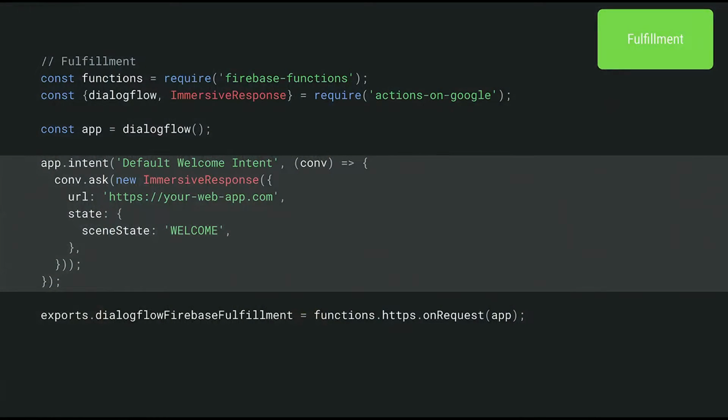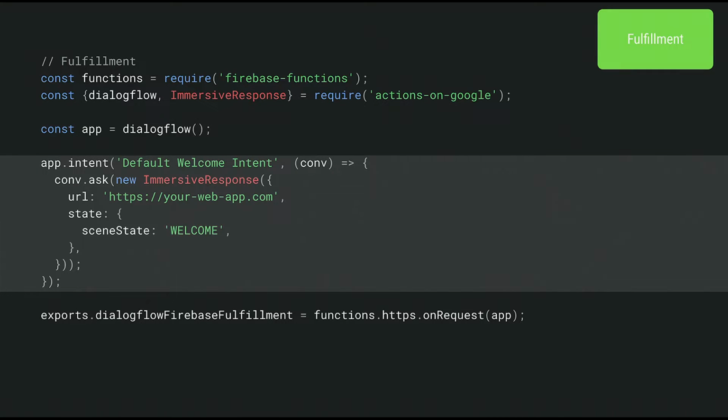Let's look at the fulfillment logic. So this is our Cloud Function code. We're using our Node.js client library. And here we have an intent handler for the default welcome intent. Note we're using an instance of the immersive response class. And there's two pieces of information you need to pass. Firstly, the URL. That's the HTTPS endpoint of your web app. Secondly, some state information. Now, here we have a variable that's initialized to the value welcome.